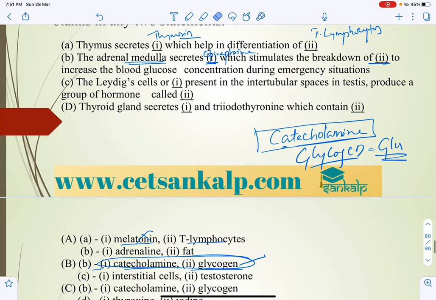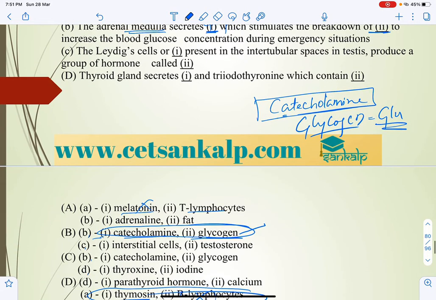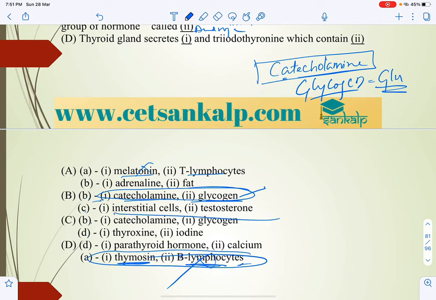Let us take Leydig cells, or the interstitial cells. Leydig cells, I have already mentioned that. Interstitial cells, intertubular spaces, that is in between the seminiferous tubules, produces a hormone called androgen. Here we can select this also, in which we can see interstitial cells and testosterone. So catecholamine, glycogen, and only in this case we have correct answer.